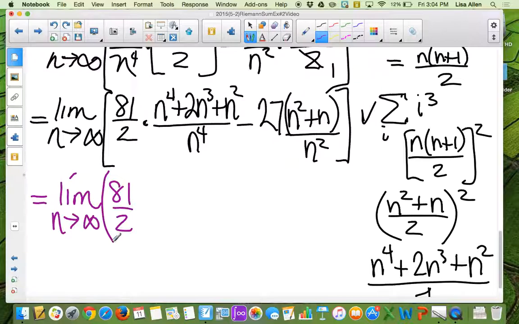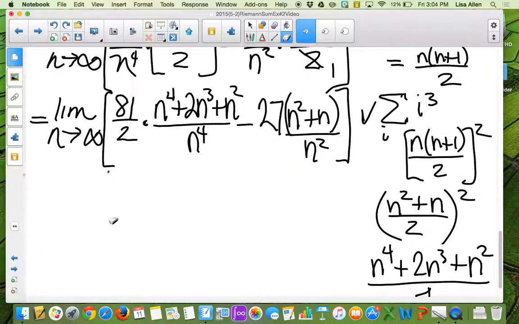All right, so the limit as n approaches infinity then is 81 over 2. Do I just want to say the answer? I think I just want to say the answer. I don't want to drag this out any longer than I have to.